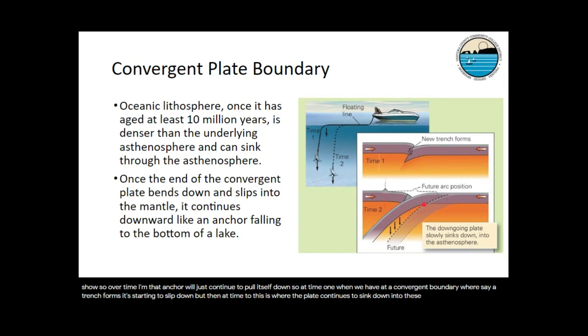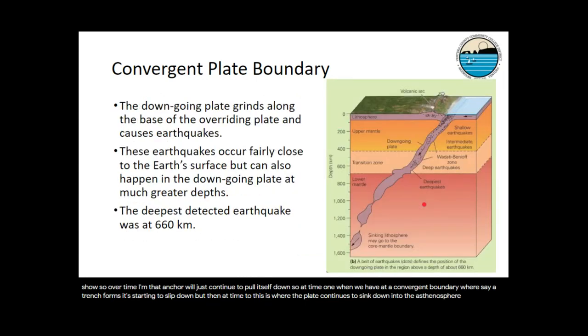So the downgoing plate grinds along the base of the overriding plate, and this is where we get a lot of earthquakes. These earthquakes can occur fairly close to the Earth's surface, but can also happen in the downgoing plate at much greater depths. So the deepest detected earthquake was at 660 kilometers.